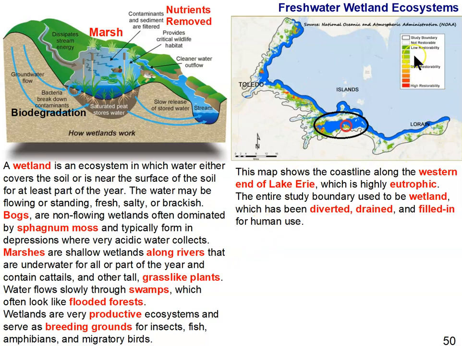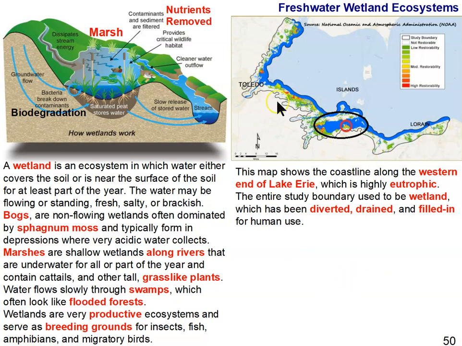So if you look at the color coding here, you can see that what's not restorable is in white, and a large area within the study zone is white and therefore unrestorable wetlands. Red is highly restorable, and you can see there's very little red. So according to this study, it'd be difficult to return much of what has been developed back into wetland.